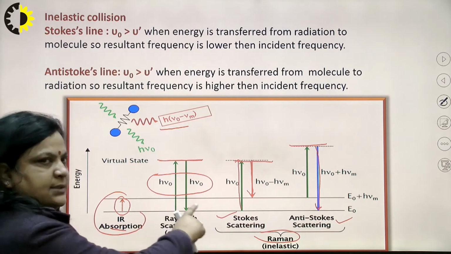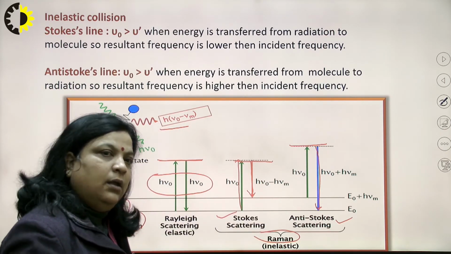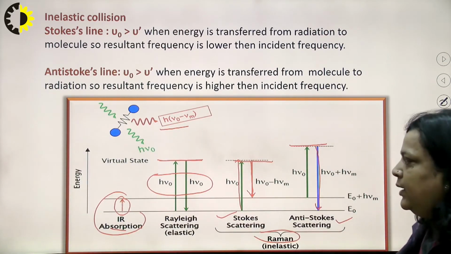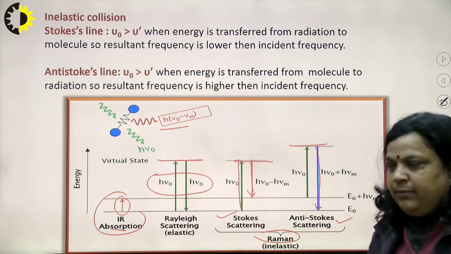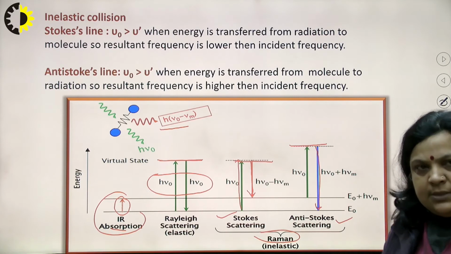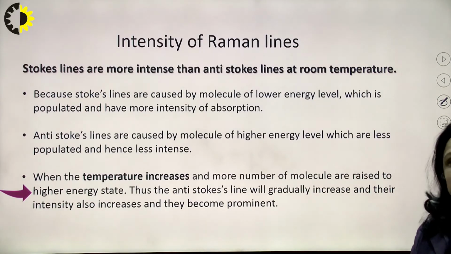Please see these 3 diagrams, and these 3 are very important. If somebody asks to write the theory of Raman spectroscopy, then we have to draw these 3 diagrams. These are the energy states, this is the virtual energy state, and this. Now, intensity of Raman lines.